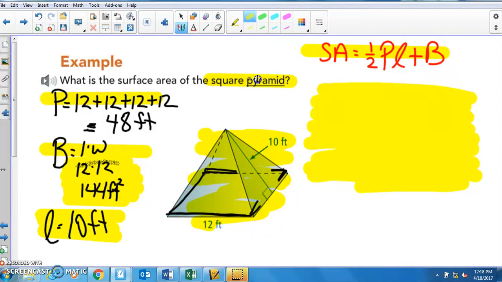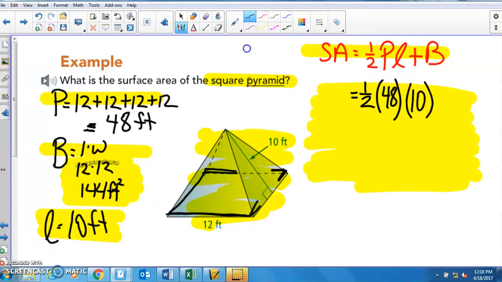And now that I have everything taken care of, all I have to do is substitute it into the formula. Now, this formula is very simple. It's what you do with the formula where students make mistakes. So let's just substitute everything in to start with. My uppercase P, the perimeter, is 48. The slant height, the cursive L, is 10. And my uppercase B, the base of it, has an area of 144.